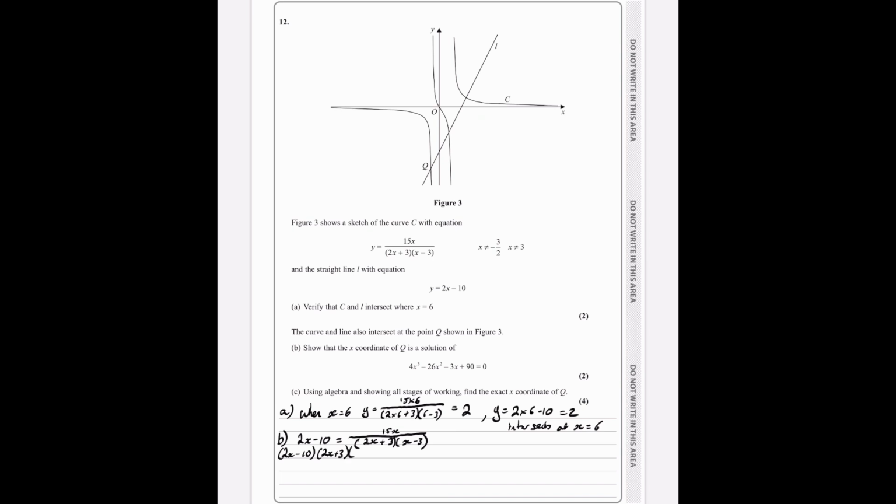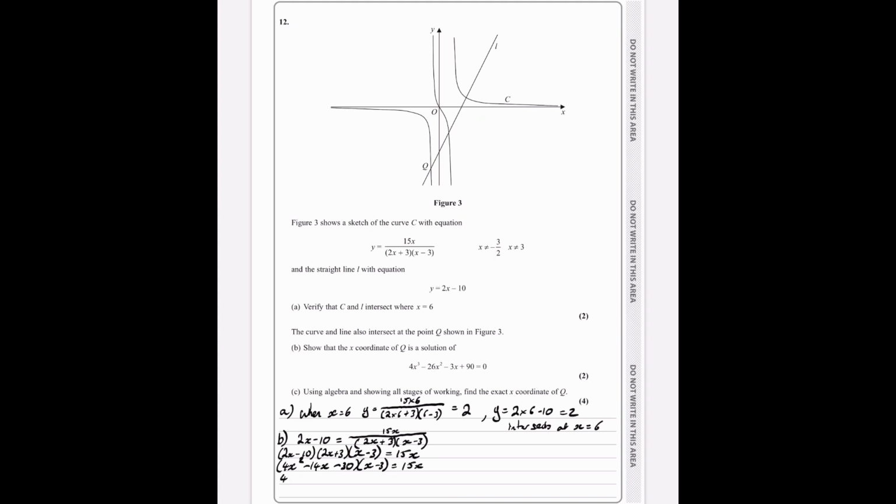So we bring that 2x plus 3 and the x minus 3 up onto the left-hand side. That's going to be equal to 15x. And then we're expanding out the brackets. So I'm going to expand out the first two brackets. So 2x minus 10 times by 2x plus 3 gives me 4x squared minus 14x minus 30. That many lots of x minus 3 will be equal to 15x.